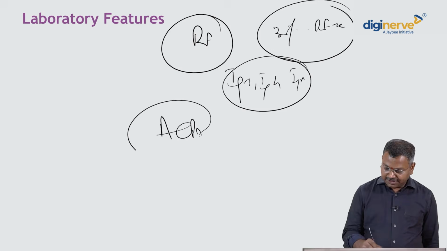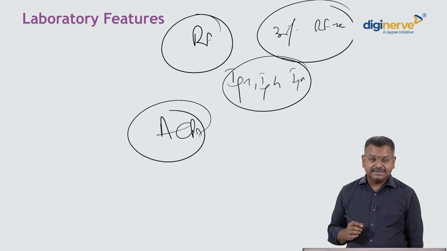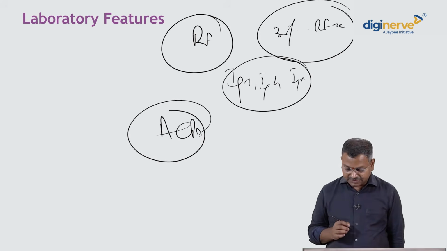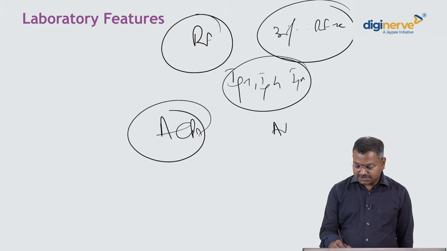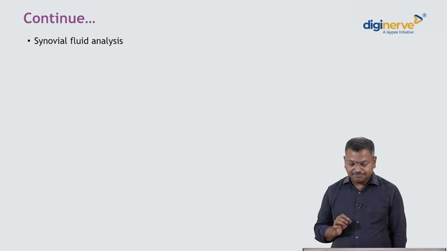Anti-citrullinated peptide antibody is more specific, almost 95%, and it is present much earlier. ANA may be positive in almost 30% of these patients. ANCA can be positive in a small group of patients. Anti-MPO and anti-PR3 can be positive in them.